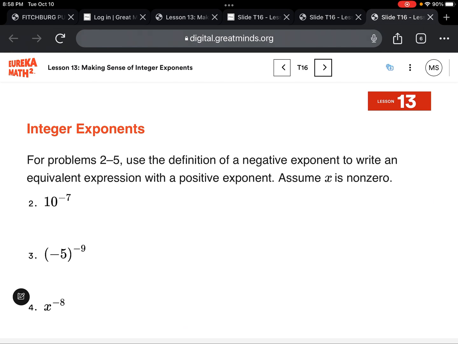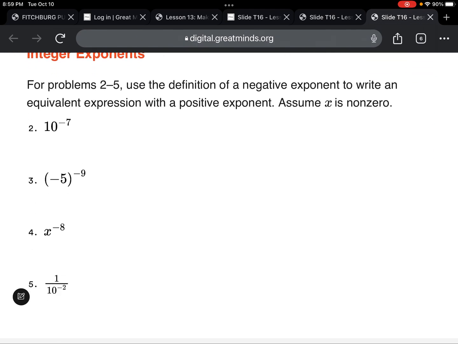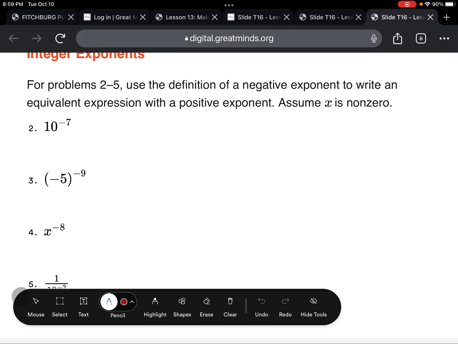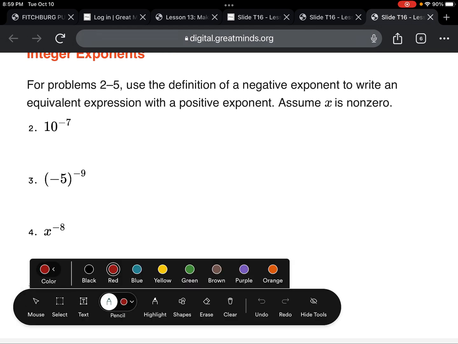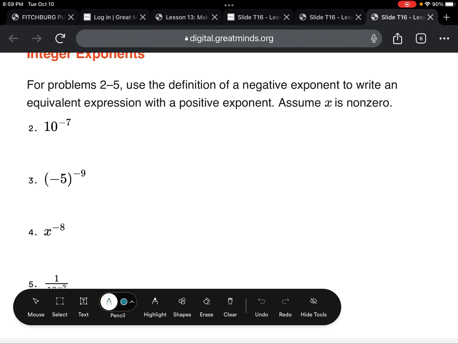So these ones can get a little complex when we're simplifying these. And this is where I ended up getting a lot of questions after the Edpuzzle video that you guys watched on Friday. So this is saying for problems 2 through 5, use the definition of a negative exponent to write an equivalent expression with a positive exponent.